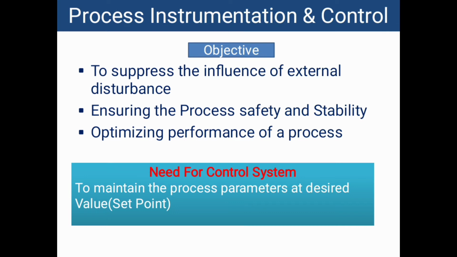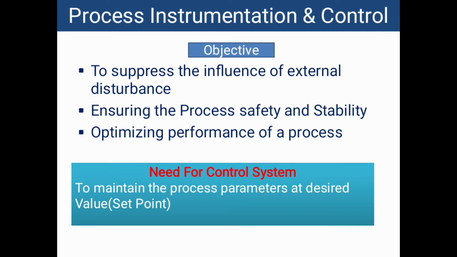One can install a control system. Once all the instruments are connected with an interlock, and all the parameters are diverted to the computer, the computer controls everything. That is called process control. So the need for the control system is to maintain the process parameters at a desired value, a desired operating value.